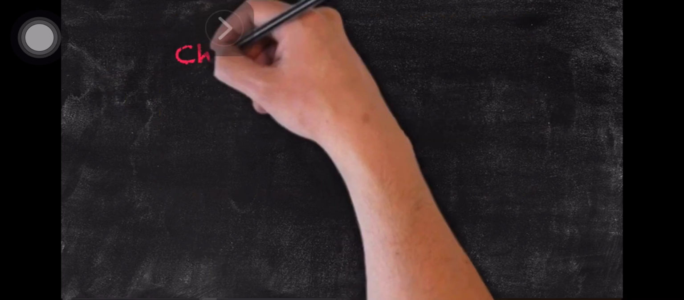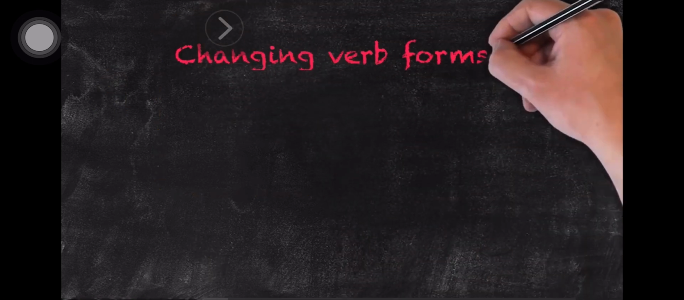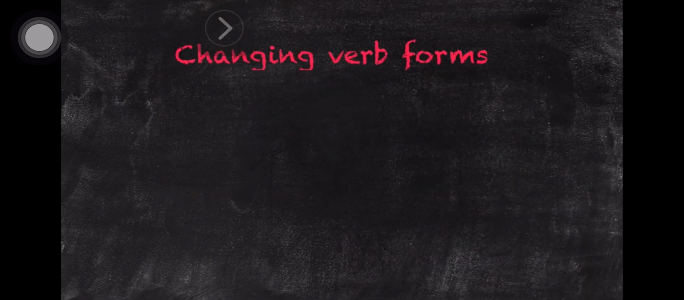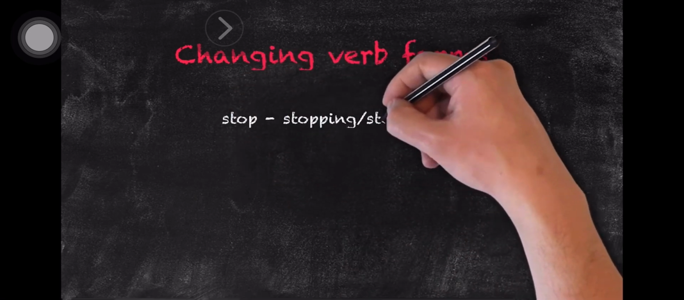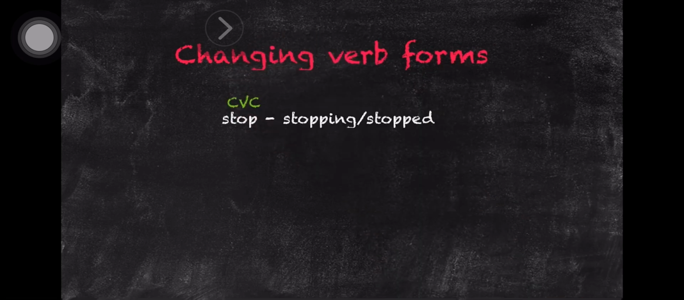When changing the form of our verbs, there are a few patterns that we have to keep in mind. First of all, we have our one-syllable verbs, which follow a pattern at the end, consonant, vowel, consonant. In this instance, we have to double our final consonant before adding ing or ed.